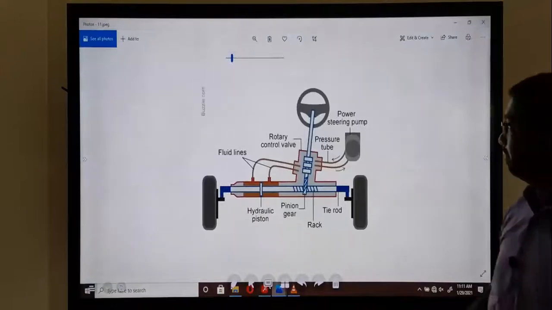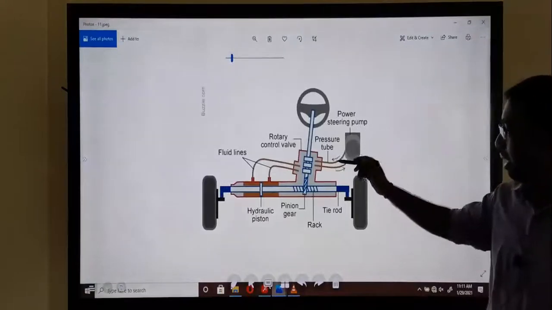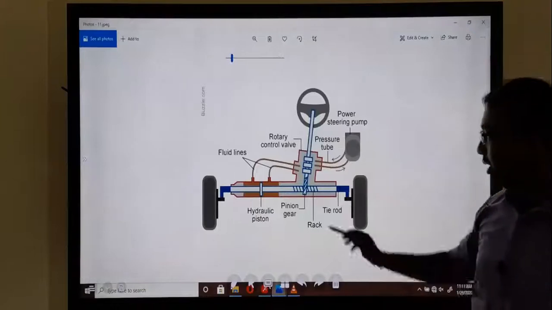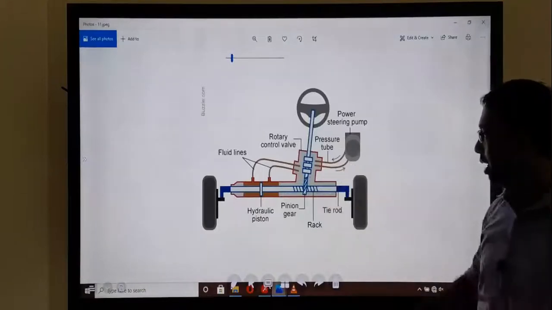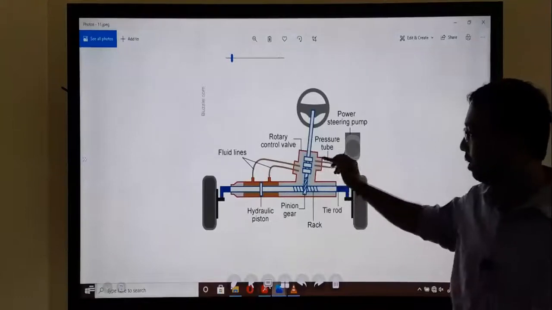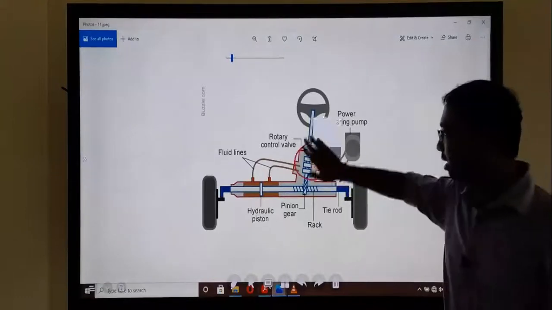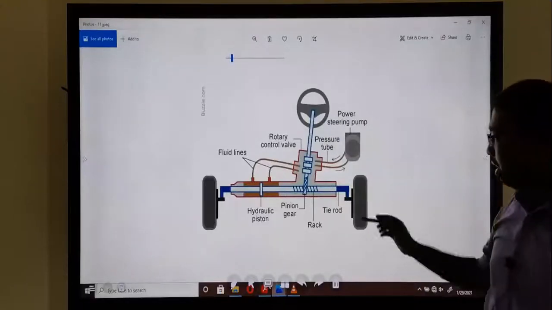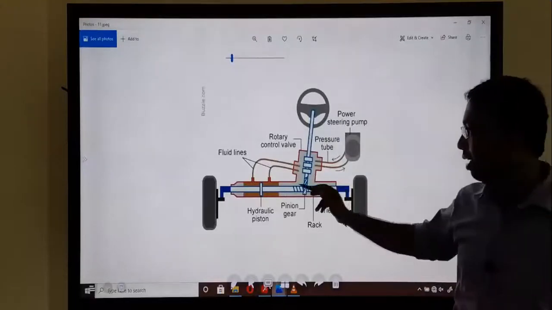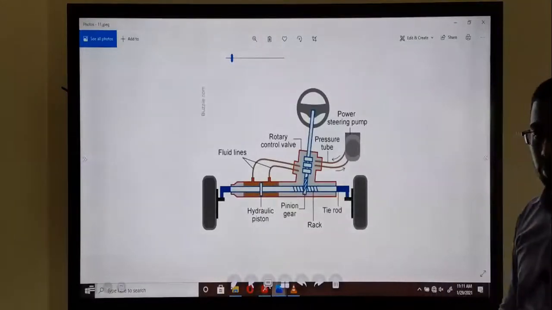Power steering pump and pressure. There are some pressure lines. So this is the thread of the rack and here the pinion. Additionally, you can study here the rotary control valve. This is a control valve. Now we study what this control valve is and how it works. This is a tie rod. Everything is clear.